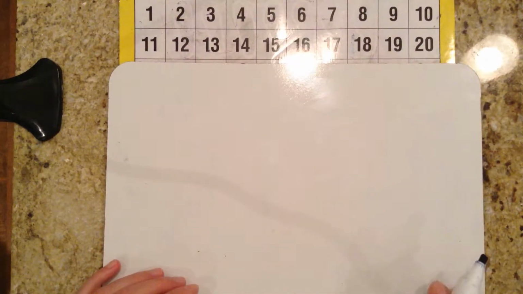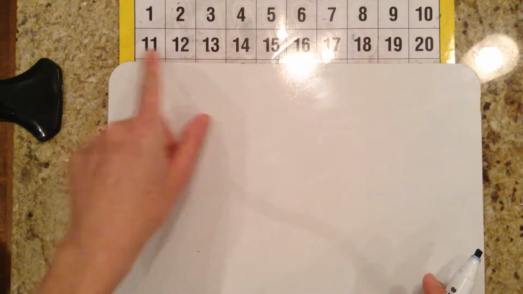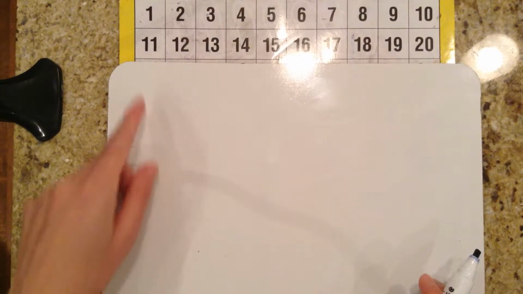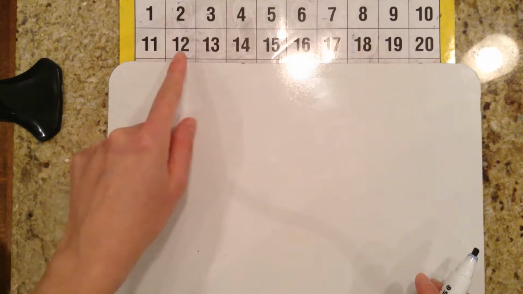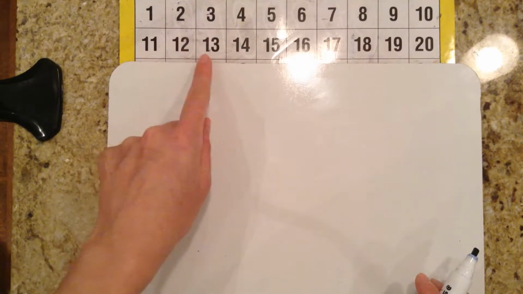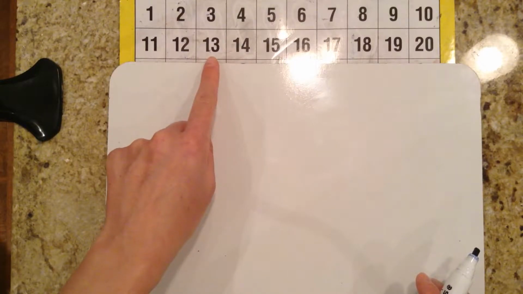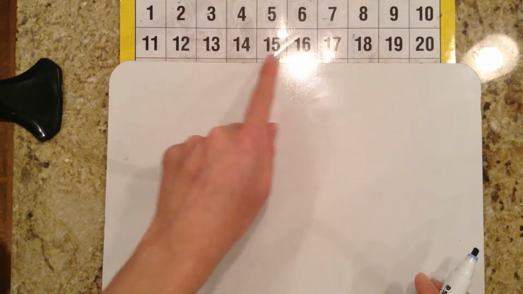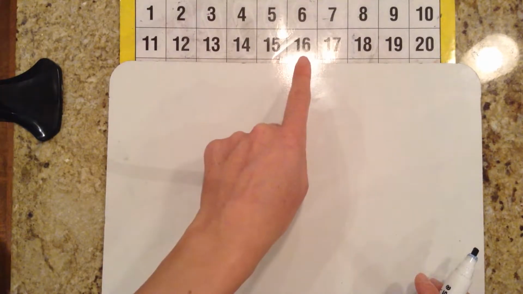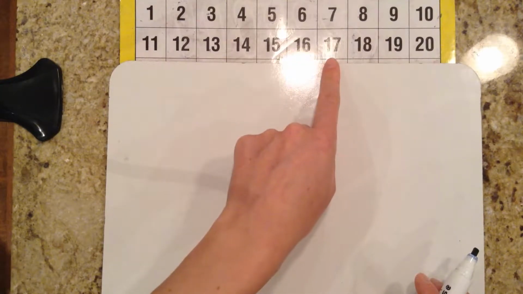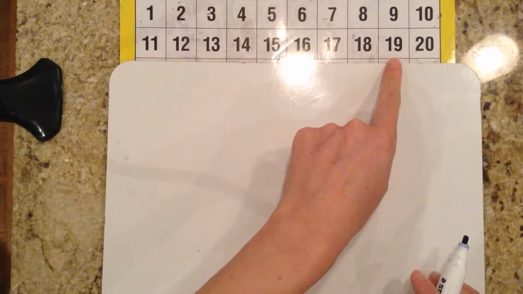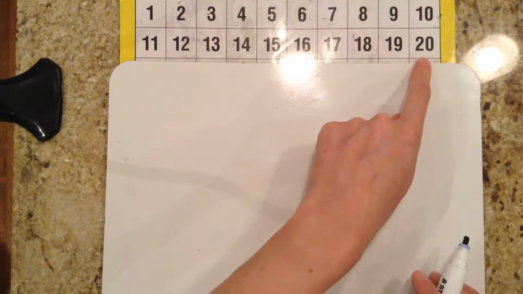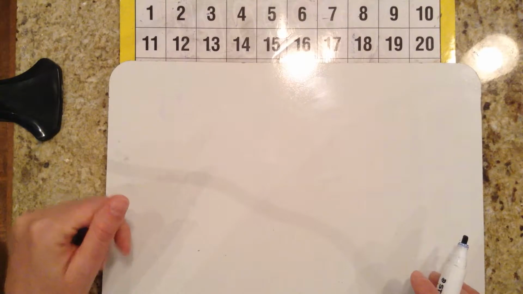Let's practice saying the teen numbers. The first ones are a little bit difficult because they don't end in teen. Listen and repeat after me. 11, 12, 13. Oh, good. Now we can start to hear the teen. 14, 15, 16, 17, 18, 19, 20.